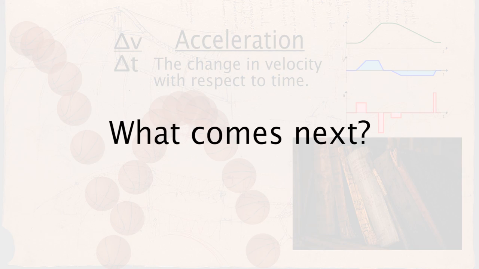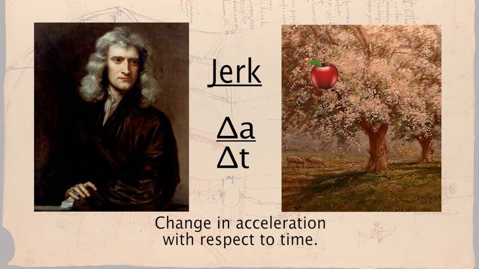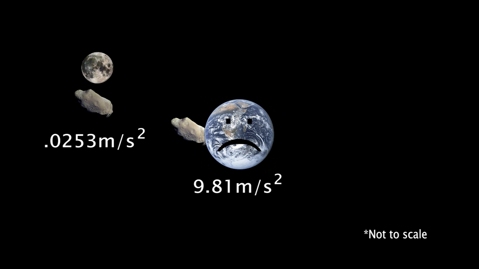But what comes next? You won't find it listed in tedious frameworks that teachers are required to follow, but jerk is the rate at which acceleration changes. Constant acceleration works well enough to explain boring things like falling apples, but acceleration due to gravity is certainly not constant. A giant space rock flying towards the Earth would have over 300 times less acceleration while passing the moon than it would while crashing into Earth.